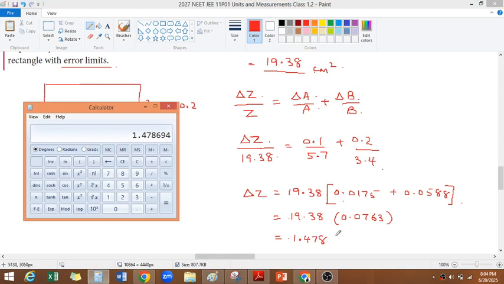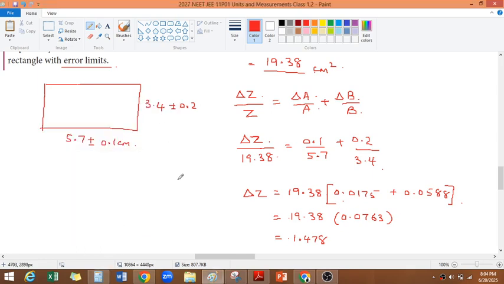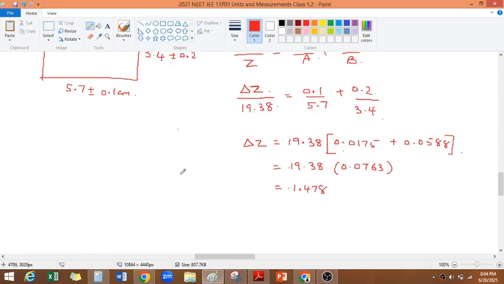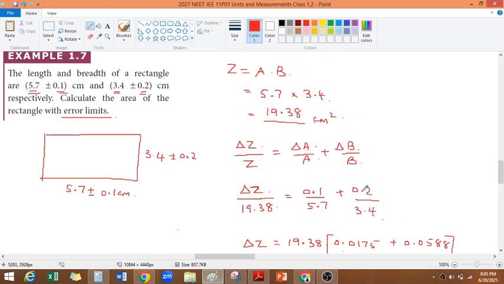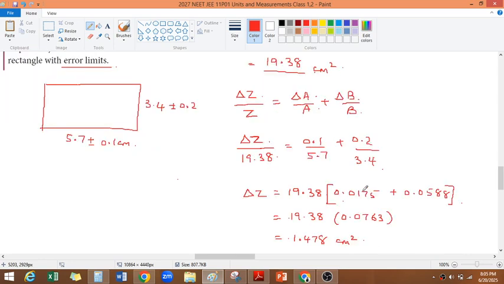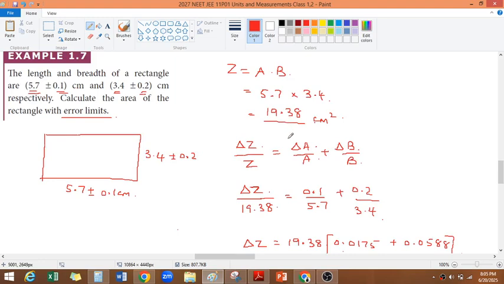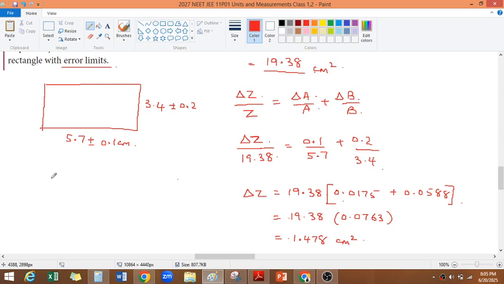Okay, 4786 something. So this will be in centimeter, right? Centimeter square, sorry. That's all. So that means we found the z and we found the delta z. So z plus or minus delta z is equal to 19.38 plus or minus 1.478, centimeter square.